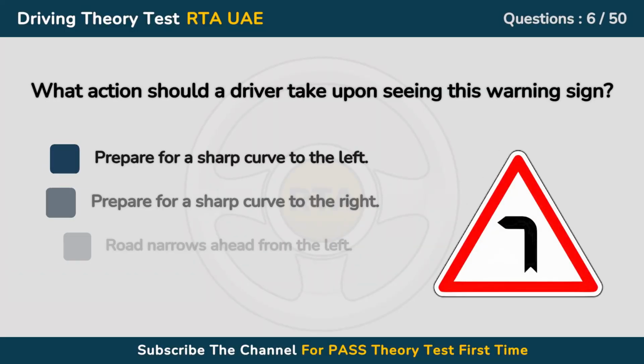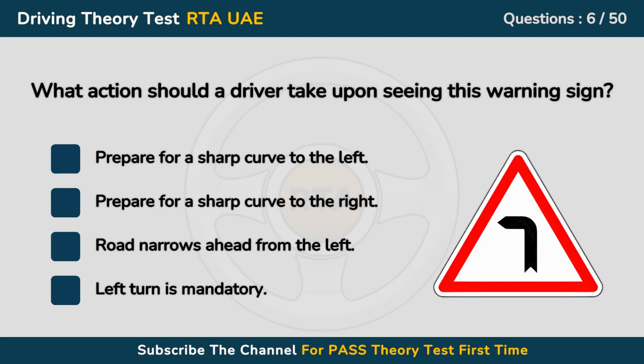Question 6. What action should a driver take upon seeing this warning sign? A. Prepare for a sharp curve to the left. B. Prepare for a sharp curve to the right. C. Road narrows ahead from the left. D. Left turn is mandatory.